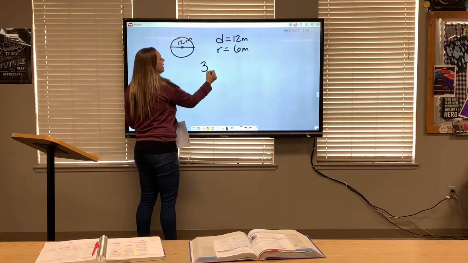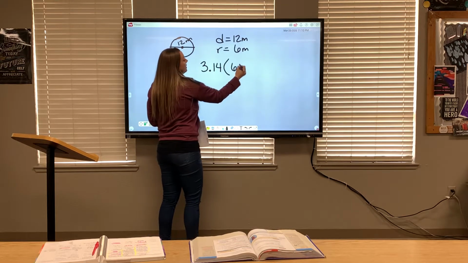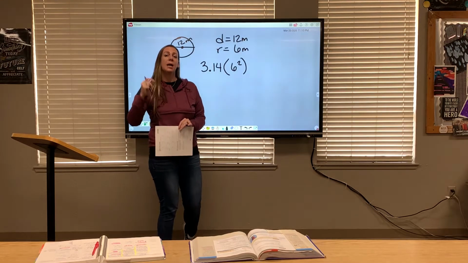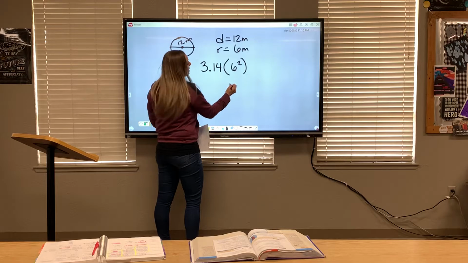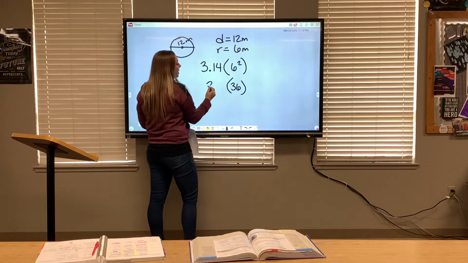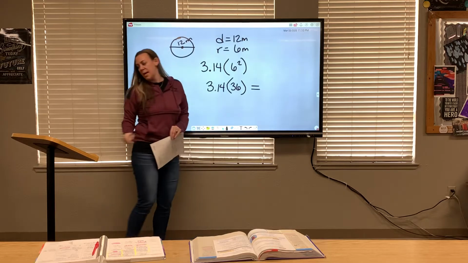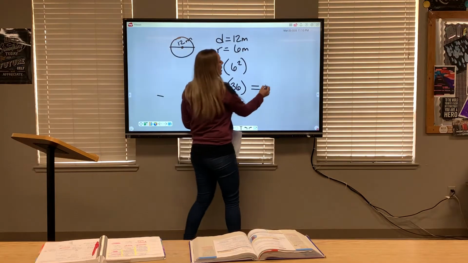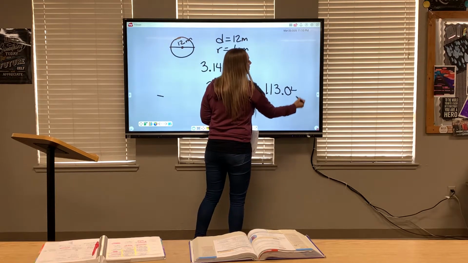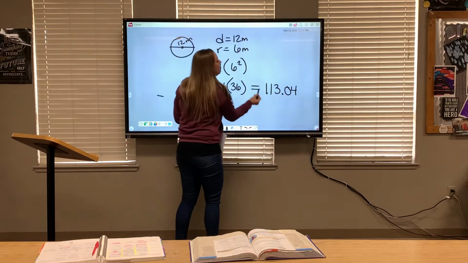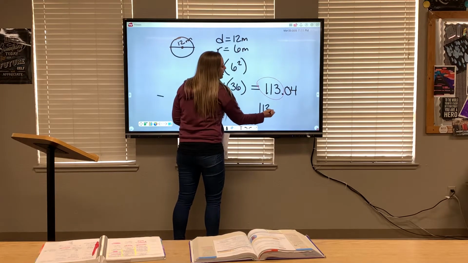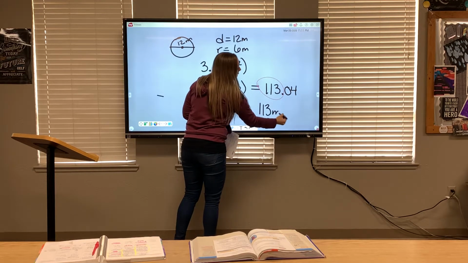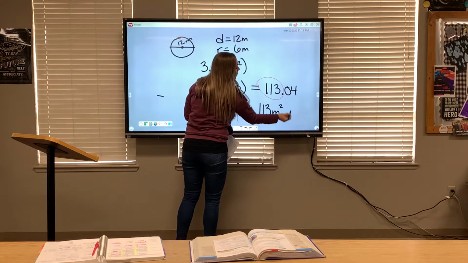Now I'm gonna do the same exact thing. 3.14 times 6 squared. 6 squared is my first step. That's 6 times 6. 6 times 6 is 36. 36 times 3.14 is going to give me 113.04. Now I'm rounding to the nearest whole number, so since that is a 0, I'm just going to leave it as 113. My label up here for the diameter of the radius was meters, but since I'm working with area, it's going to be meters squared.